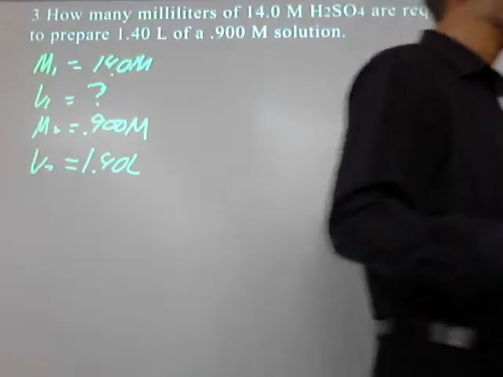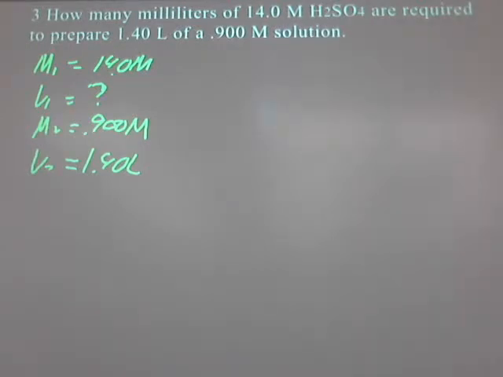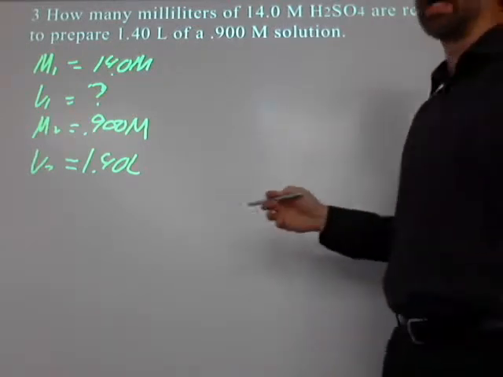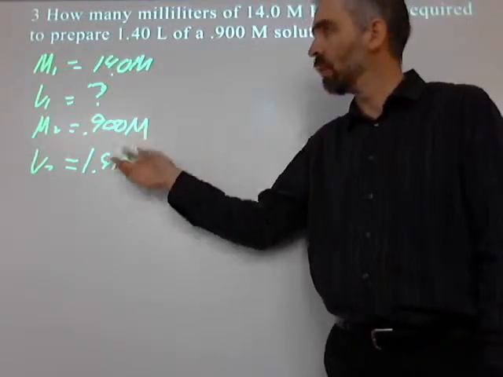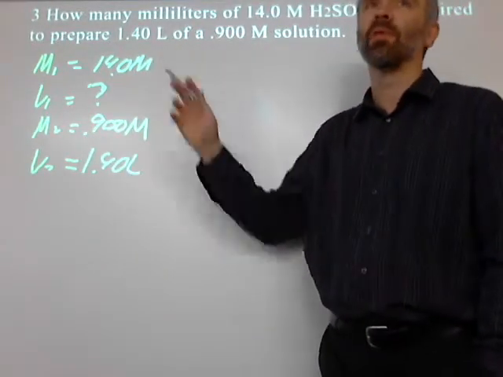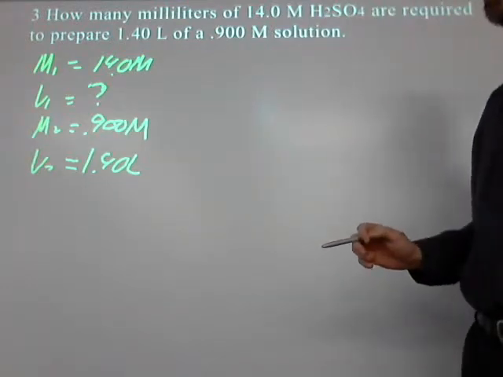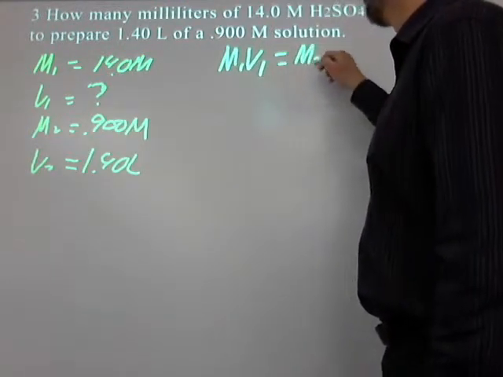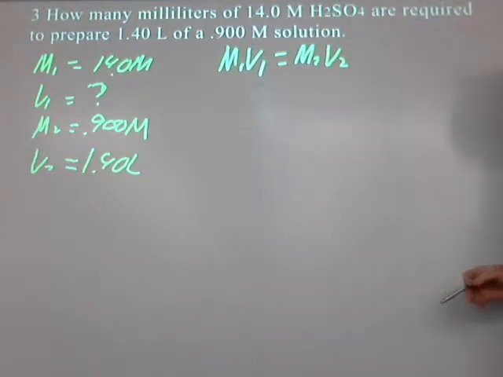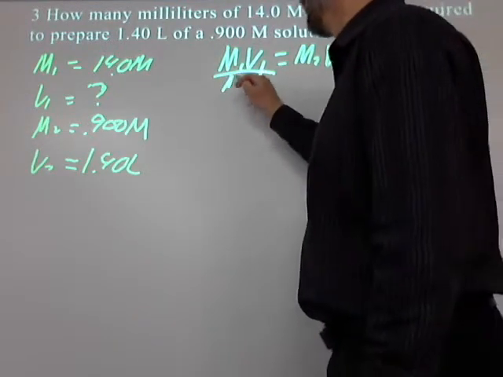This is a very practical question, the kind of question you would have to answer for yourself in a lab in college when making up your own solutions. Many times you'll be told you need this much of this concentration from this stock bottle. You've got to do a dilution. In this case, M1V1 equals M2V2. Your V1 is what you're looking for. You'll divide both sides by M1.